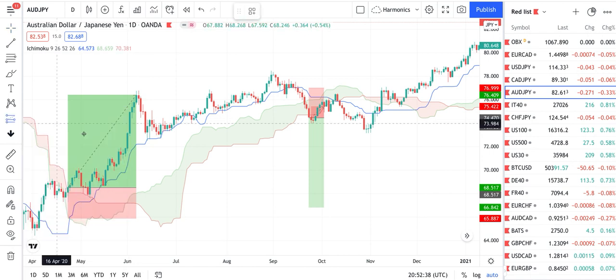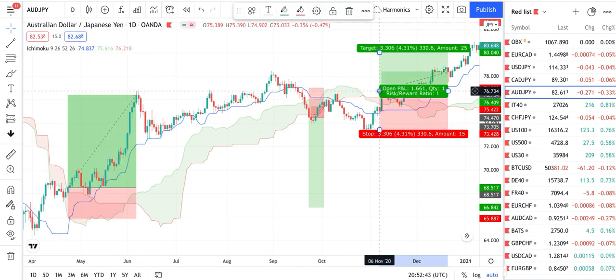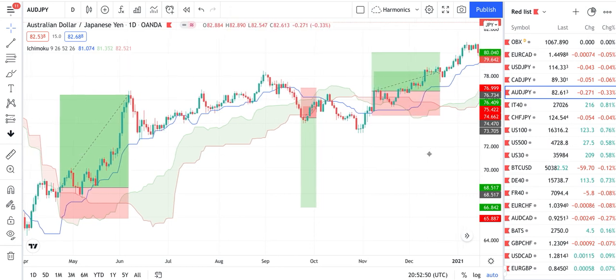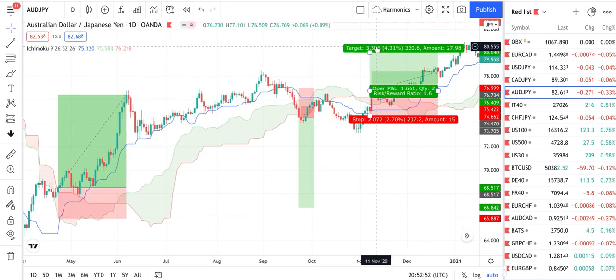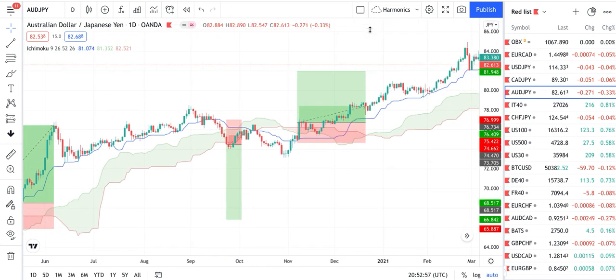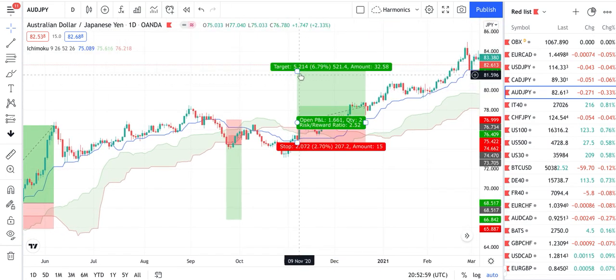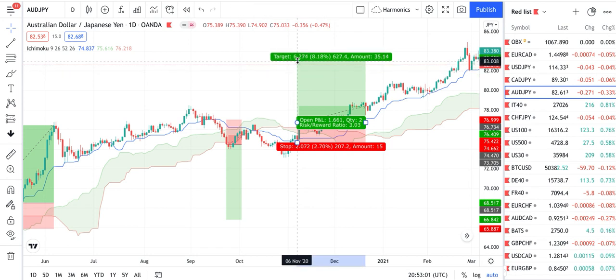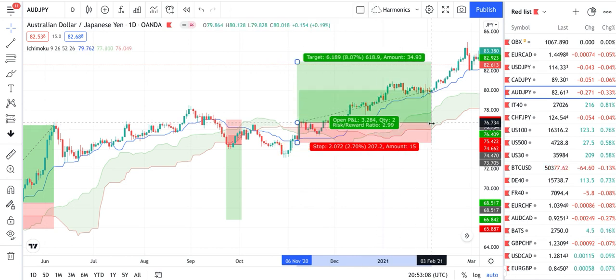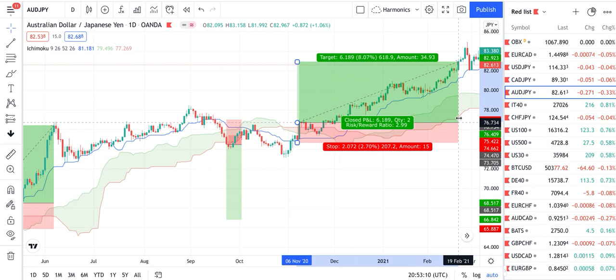So we enter a long position at the end of this line. We set our stop loss below the blue line, and we put our profit target at 3 times. Let's go further up, and our profit is 3 times the loss. This, I guess, would have hit the take profit here.